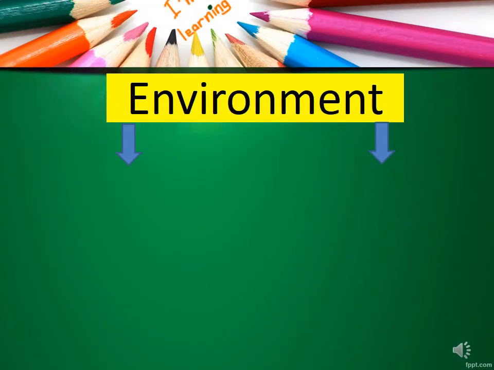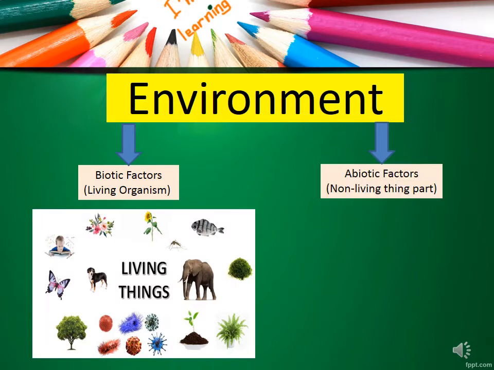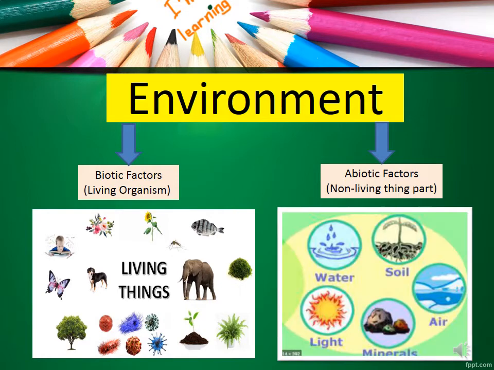Let's have a review first of what is an environment. An environment is the surroundings in which a person, animal, or plant lives. An environment consists of two factors. The biotic factors, which is the living organism, these are the plants, animals, and human. And the other factors is the abiotic factors, which is the non-living thing part, which is the water, soil, air, light, and minerals.